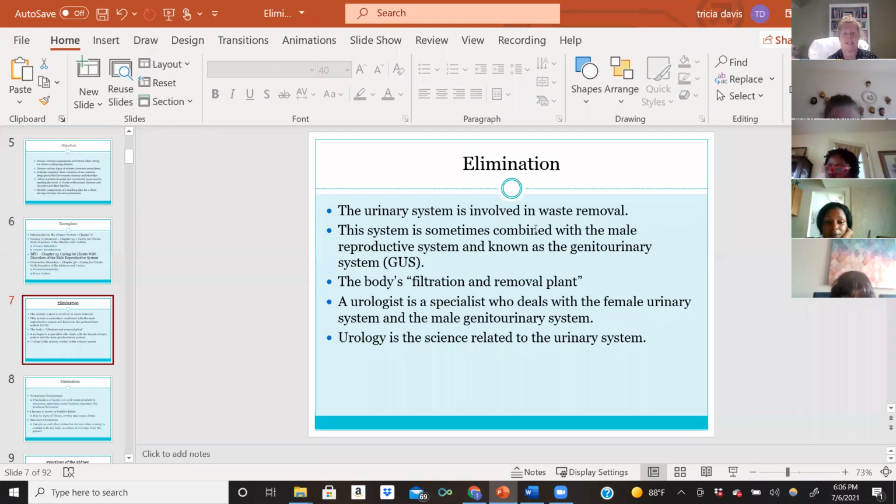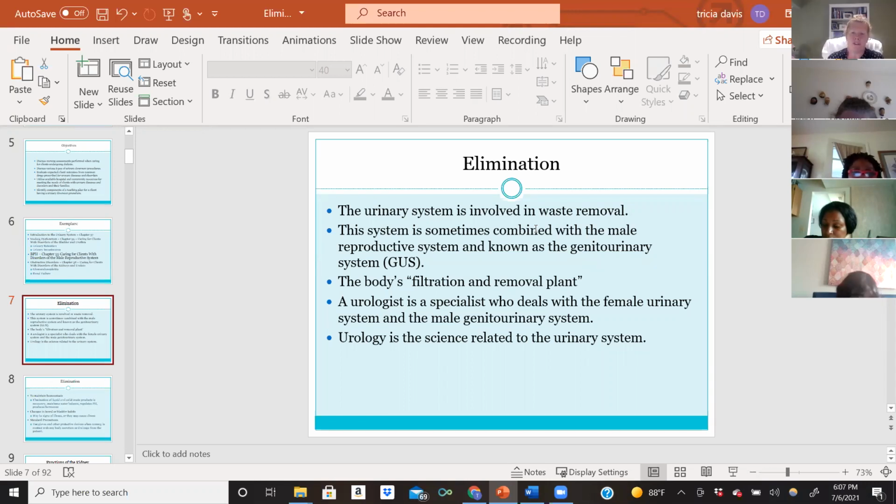Sometimes we combine this system with the male reproductive system, and we call it the genitourinary system, GU. So when you guys are given a report, usually on your report sheets that you give to the nurse coming on, it'll say GI and GU. So GU is the genitourinary system. Our urinary system filtrates all the toxins and removes them from the body. So you have to think of it as like a filtration and a removal plan of all the toxins in the body.